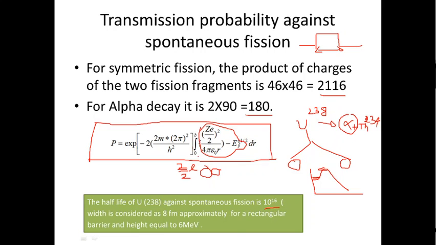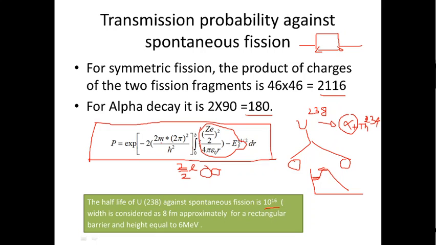I'm just trying to say how to calculate this. We have got Z upon 2. And what we have done is we have taken the formula for the rectangular top. B, we have taken it as 8 fermi. And the difference here is 6 MeV. And then the mass we have to take.